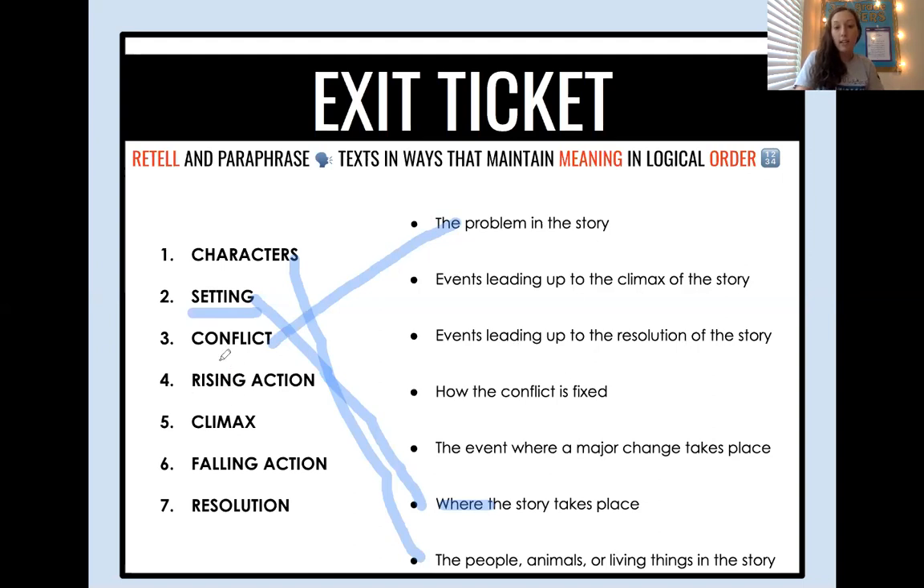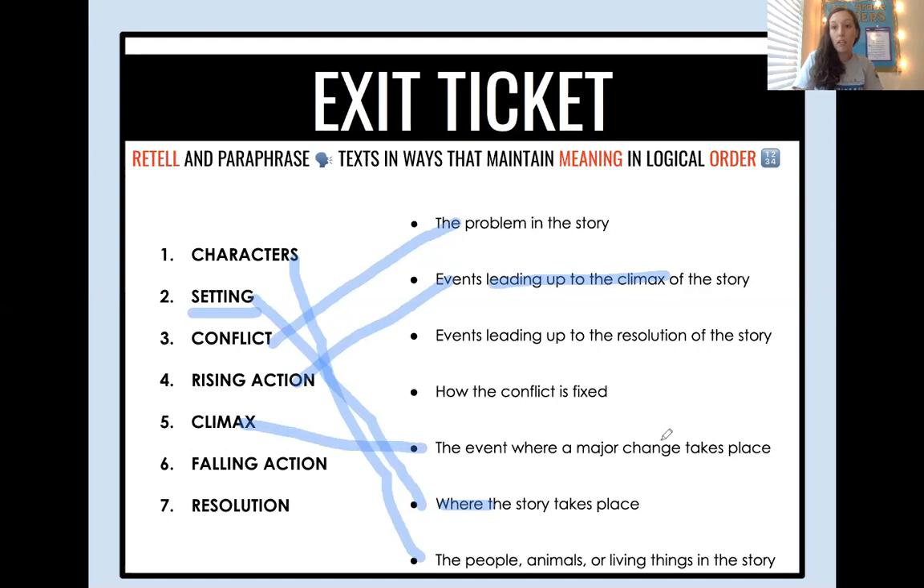We also have some things that are called rising action. We talked about that today, how the rising action are the events at the beginning of the story that lead all the way up to the climax, or that big event at the top of our thinking steps that changes everything. So rising actions lead up to the climax. So I'm going to match rising action with events leading up to the climax. The climax, just like we said, is a major event that changes the story. So I'm going to match climax with the event where a major change takes place.